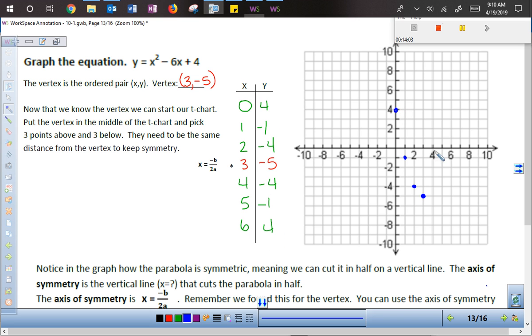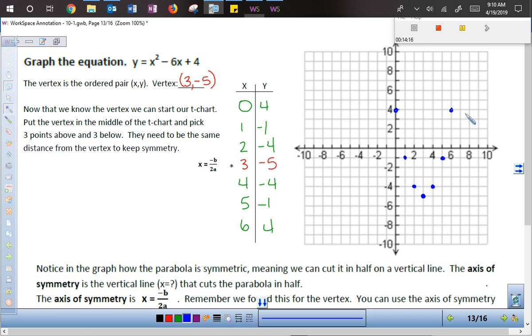Now I can do it again for my next ones. 4, -4, 5, -1, and 6, 4. So when you're done, this is what you should have for your graph. Now, I hope right away you'll notice that we can't use a straight edge to connect these points. That's not going to give us a straight line. Instead, we're going to have to do our best to freehand this, because again, this is a parabola.